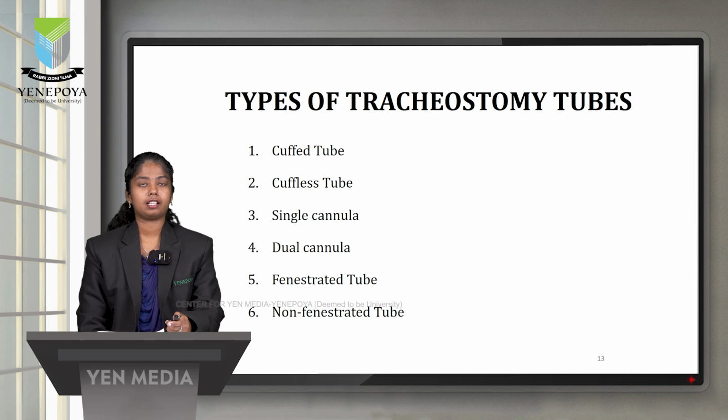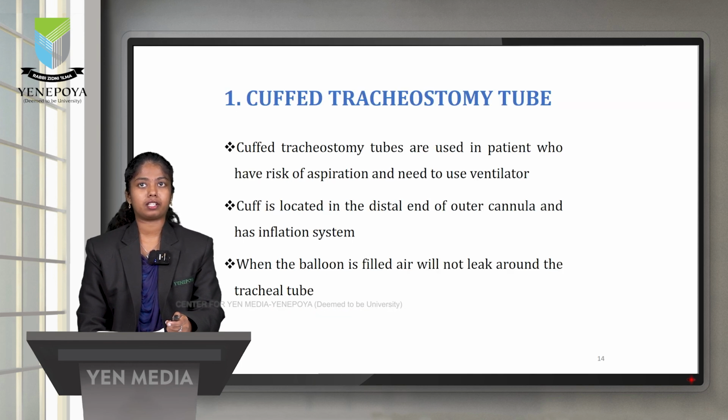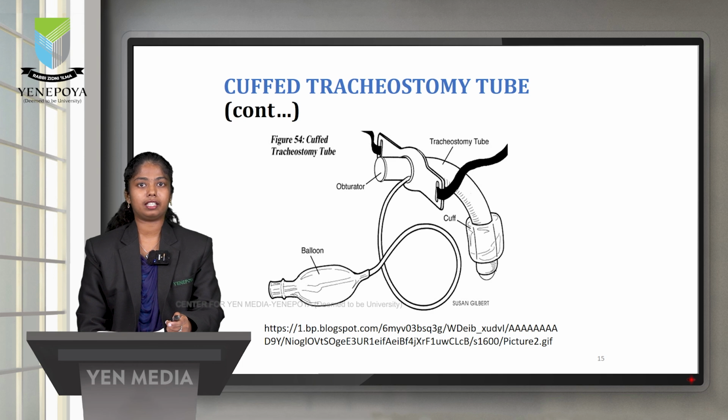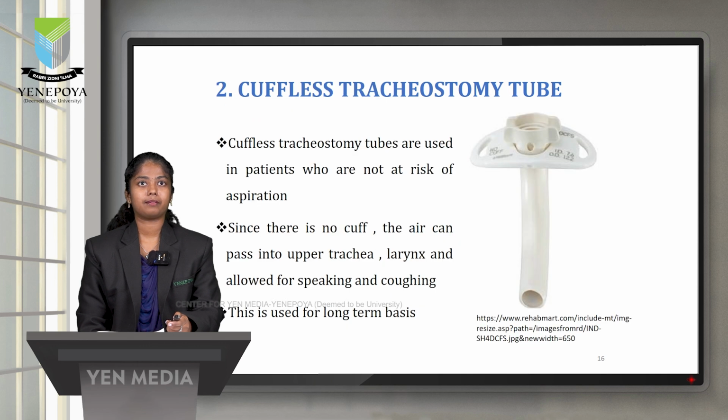Types of tracheostomy tubes: cuff tube, cuffless tube, single cannula, dual cannula, fenestrated tube and non-fenestrated tube. Cuff tracheostomy tube. Cuff tracheostomy tubes are used in patients who have risk of aspiration and need to use a ventilator. The cuff is located in the distal area of the tracheostomy tube and prevents air leakage. Cuffless tracheostomy tube. Cuffless tracheostomy tubes are used in patients who are not at risk of aspiration. Since there is no cuff, air can pass into the upper trachea and larynx, allowing for speaking and coughing. This is used on a long-term basis.